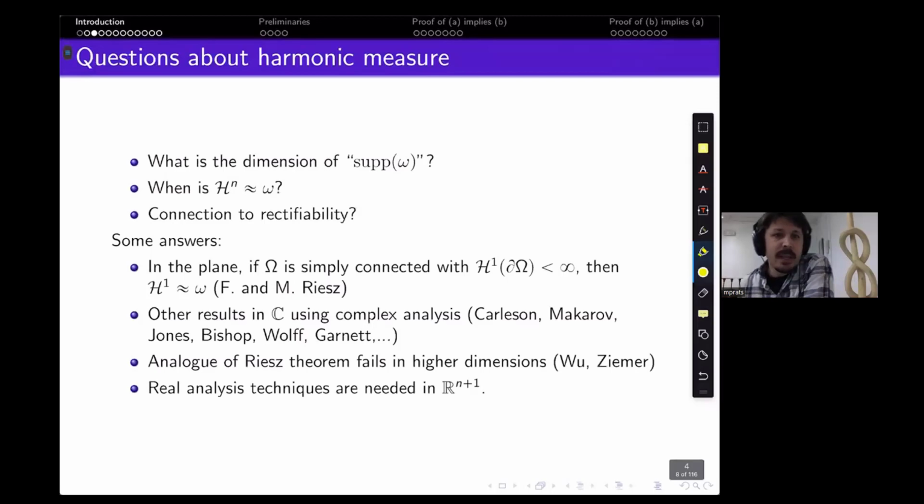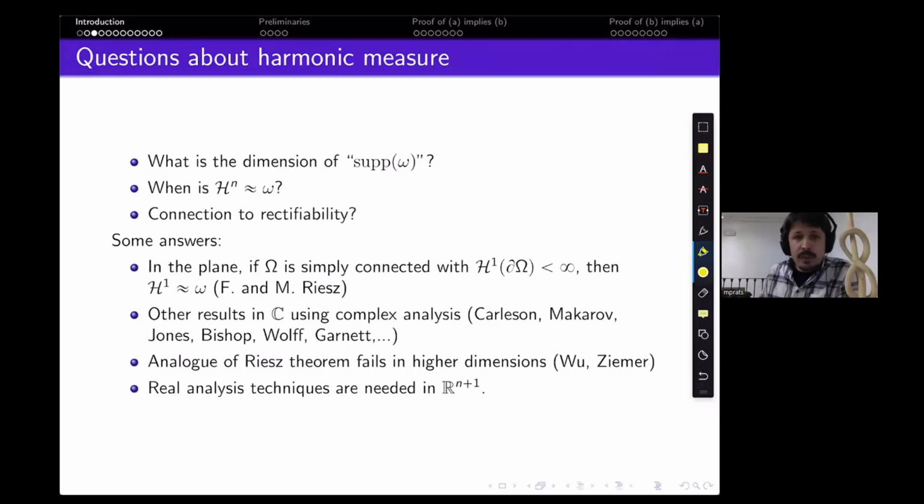Okay, some answers in the plane. For instance, if omega is simply connected and has finite length, then they are mutually absolutely continuous, in this case with respect to length. This is the famous Riesz brothers theorem. There are other results in the complex plane using complex analysis, by Carleson, Makarov, Jones, Bishop, Wolff, Garnett, and so forth. But when you go to higher dimensions, for instance, the Riesz theorem fails.